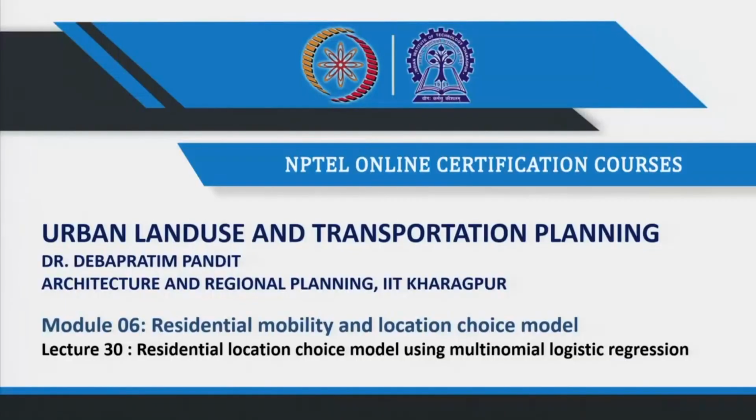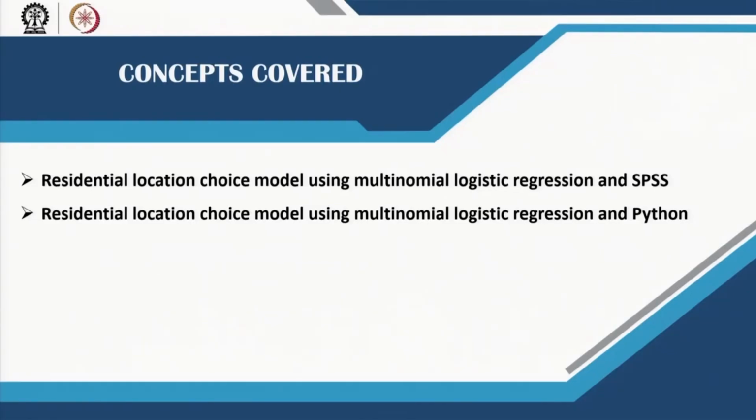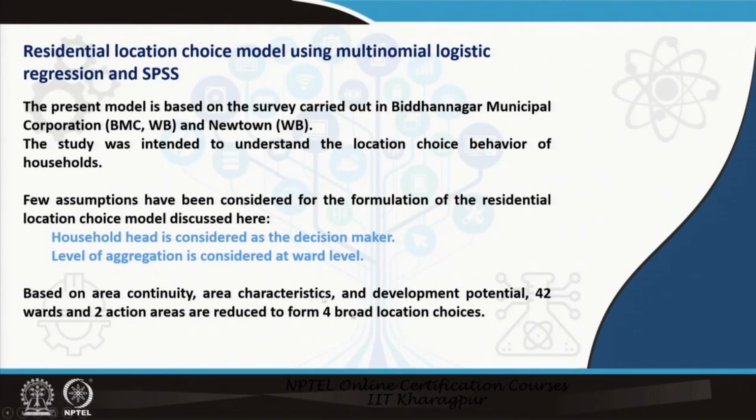Welcome back. In lecture 30, we will cover residential location choice model using multinomial logistic regression. The different concepts that would be covered in this lecture are the residential location choice model using multinomial logistic regression and SPSS, and also we will do the same using Python. So, for the residential location choice model, first we will start with SPSS.